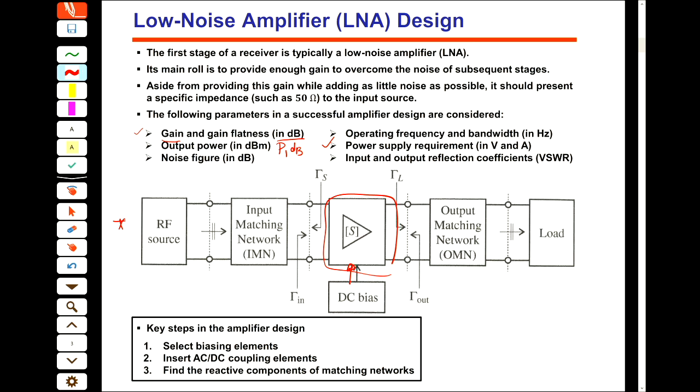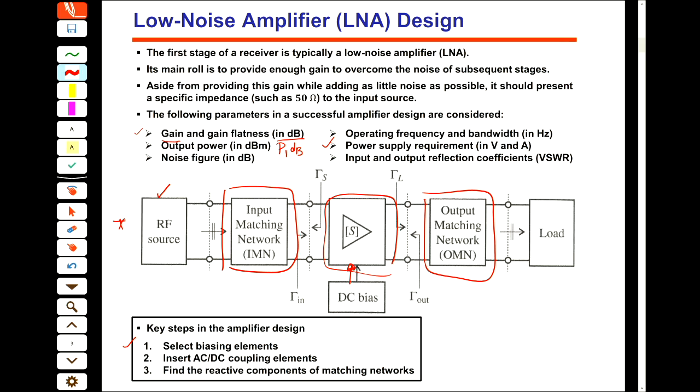First we bias it, and then we design two input and output matching networks. The power comes from the RF source or from an antenna, and then it goes to a load or next stage or a mixer or any other circuit. Okay. So 3 steps we are going to follow.